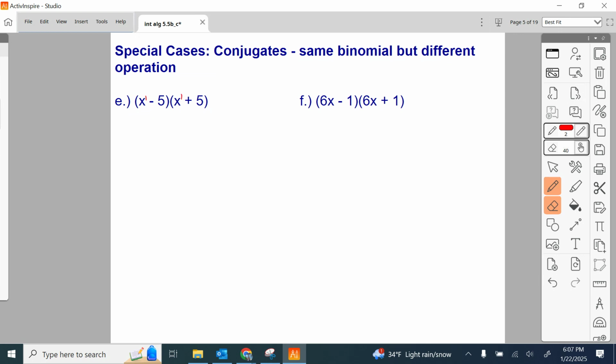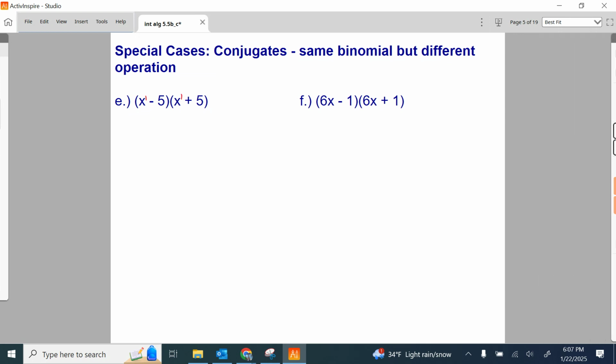I'm going to go through the FOIL process. I'll put some powers of 1 there. So I'm going to take x1 times x1, which is going to create x2. O is going to be outside, so I have x times positive 5, which is going to be plus 5x.